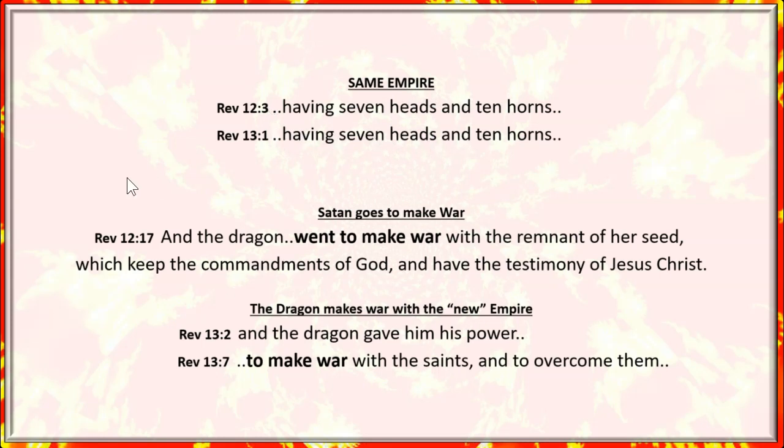He raised this one up, right? So he's going to make war at the end of chapter 12. Went to make war with the remnant of her seed, which keeps the commandments and have the testimony of Jesus. And who are these people? They're obviously the saints. Who else could they be? So what does he do? He makes war with them. Here it is. It's a linear story. So just like we saw with the wrath, these details reflect back. The same details. Again, we saw this in the image of the beast straight through.